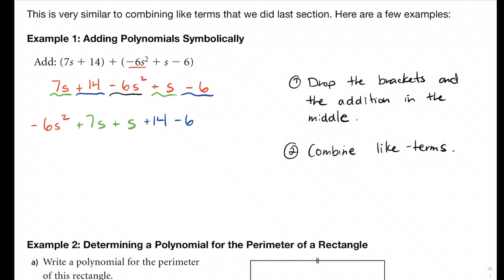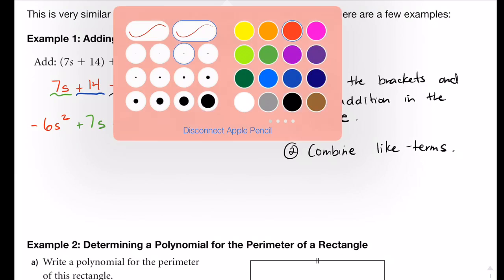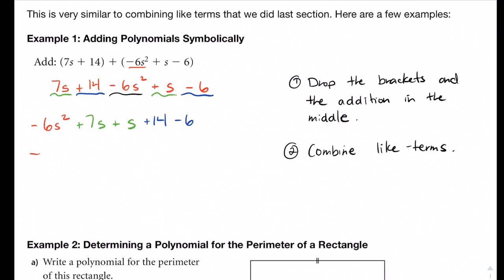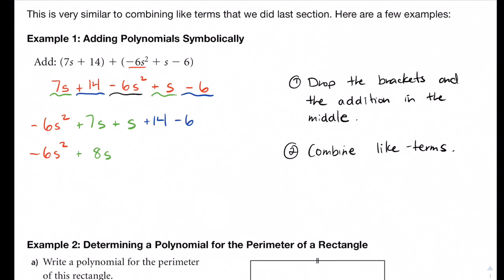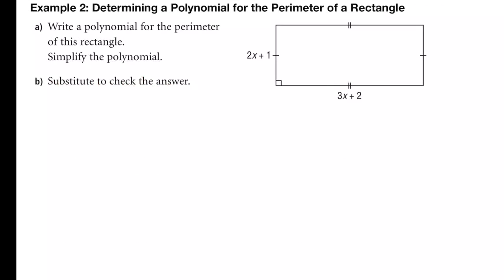So now all I need to do is combine these together. So I have negative 6s squared. There's nothing to combine there. Then I have plus 7 plus 1, which is plus 8s. And then 14 minus 6, which is positive 8. So that's my answer for that when I add those polynomials together. And that's my answer.